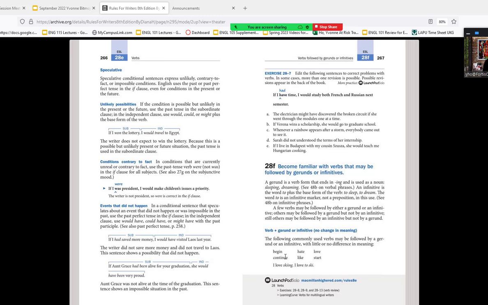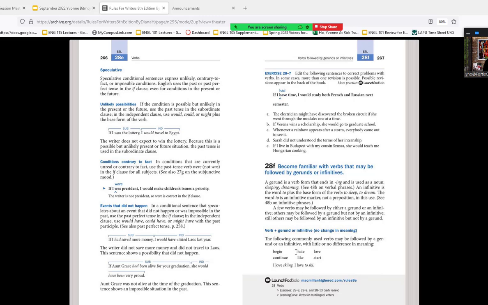So: I begin eating. I continue eating. I hate sleeping or waking early. I like eating a lot of steak. I love drawing portraits. I start eating early in the day. Or I begin to eat early in the day. I continue to bike on the beach. I hate to go on and on and on with lessons all the way until midnight. I like to sleep in late.